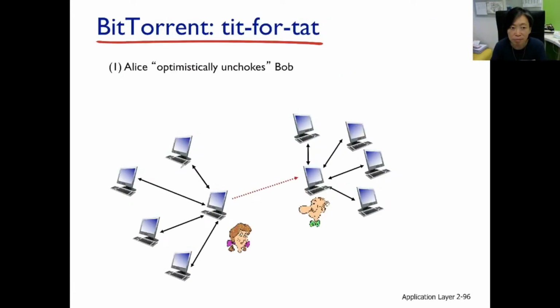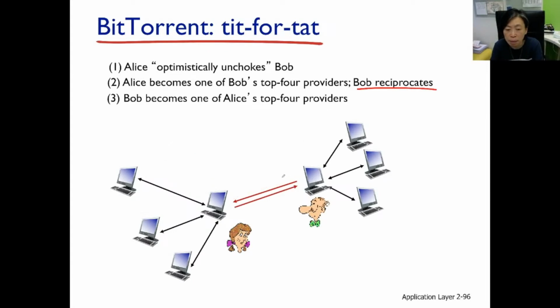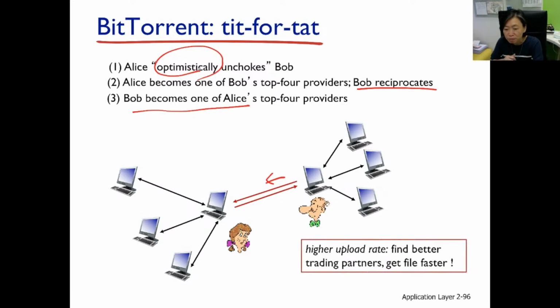So Alice here optimistically unchokes Bob. Bob could be a newcomer into the network. Alice might randomly discover, okay, there's this guy Bob there. Alice begins to send chunks to Bob. And Bob says, wow, thank you for all the bandwidth, all the chunks, and begins to send, also at a high rate, back to Alice. So mutual appreciation at the end. But Alice needs to be optimistic at the beginning, trying to have faith, trusting that whoever receives the data would appreciate the effort. So a higher upload rate finds better trading partners, and so you get files faster this way.